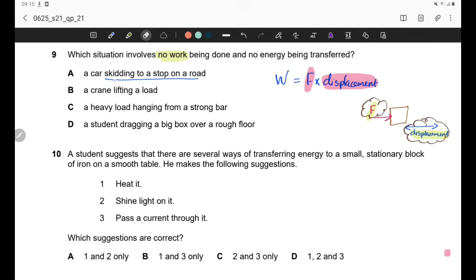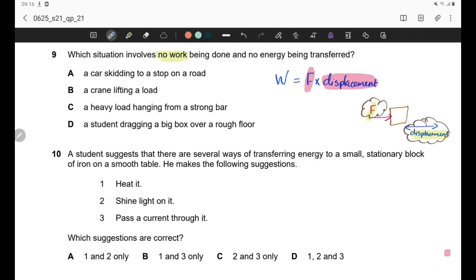Let's look at option B, a crane lifting a load. In order to lift, there must be a force applied, and it's lifting, which means the load is moving upward. So there is a motion also. So in this case also both conditions are satisfied.